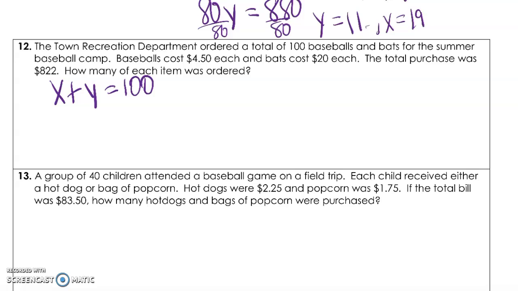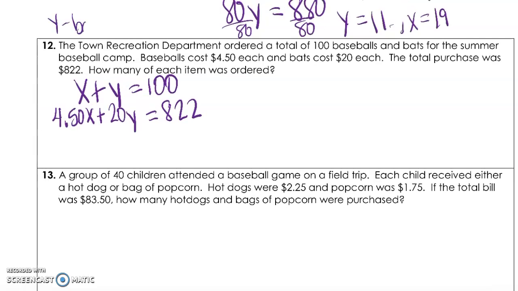Then we have a how much. How much did they cost? Well, $4.50 for one of them, so 4.50x, plus $20 each for another one, for a total of $822. If you do not write your variables off to the side, you need to make sure you go back and look. So 20 is for each bat, which means your y is the bat and your x is the ball. If that's something you want to write off to the side before you start, you can do that. You can do it after you write your equation, or you don't have to do it at all.